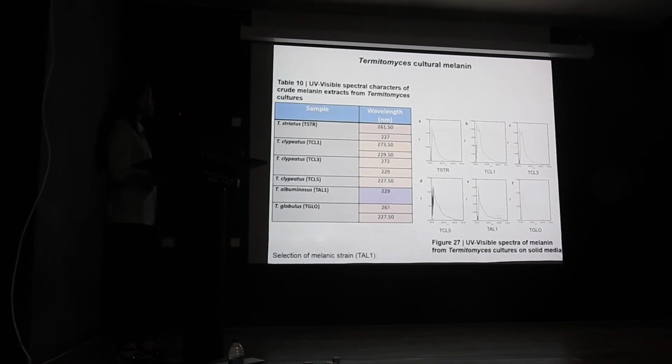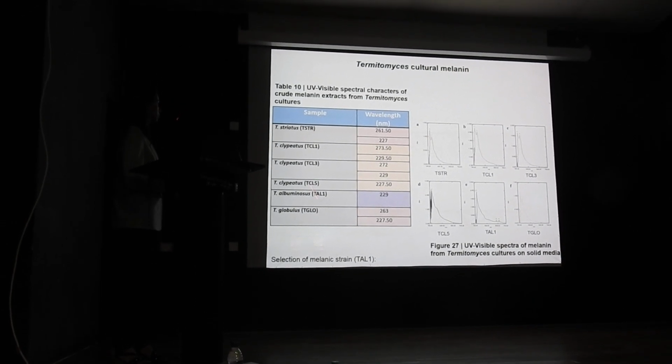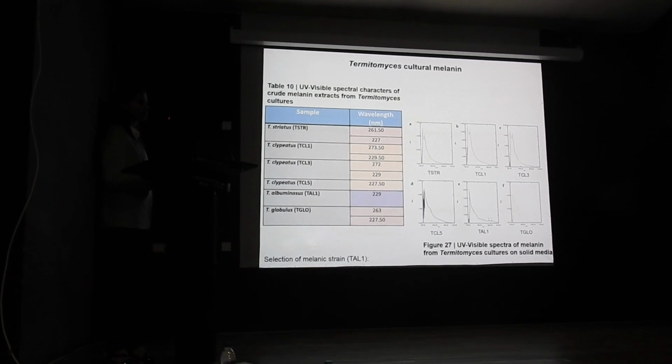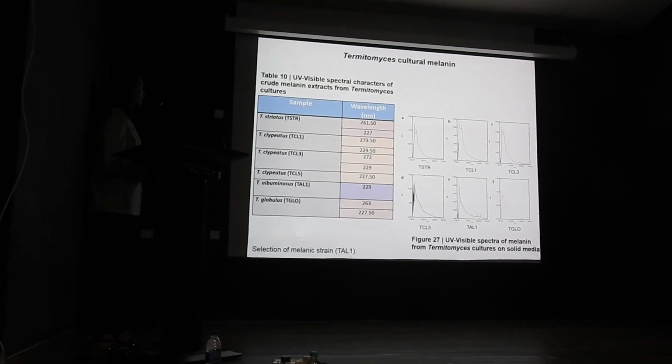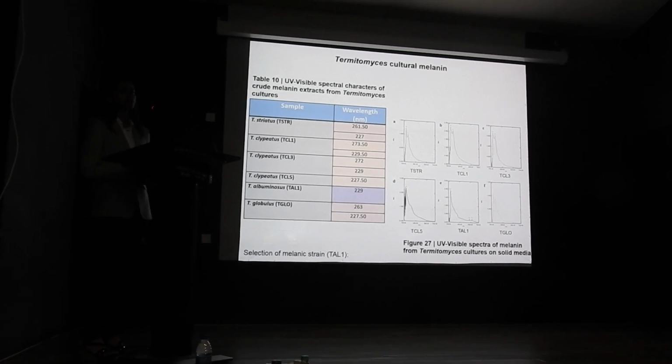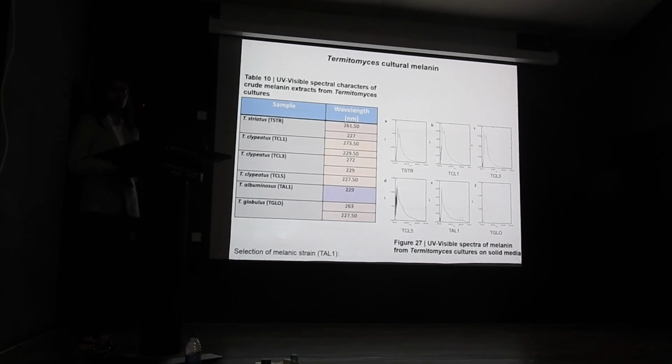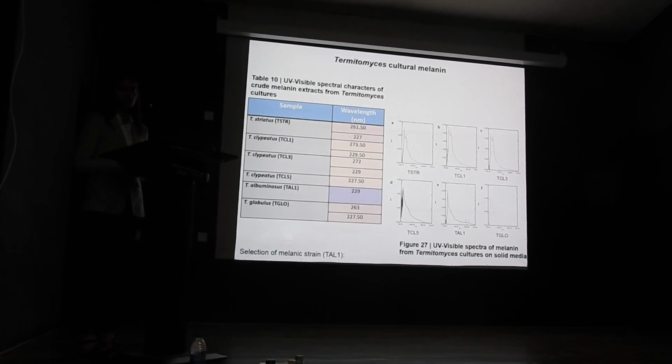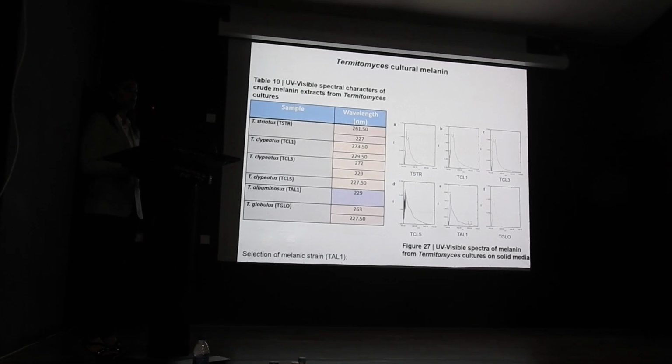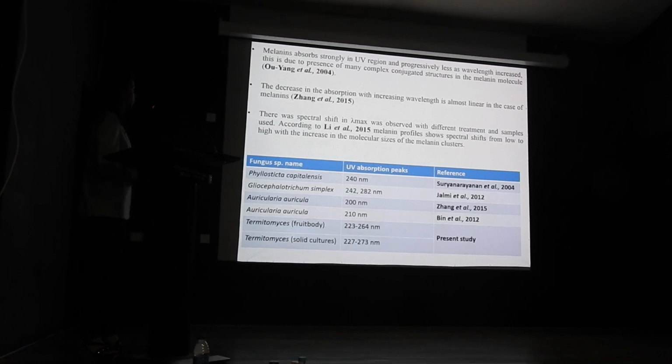Then the culture studies were done using UV-visible spectroscopy. The same absorption pattern was seen in the cultures. And Termitomyces albuminosus was selected as the strain because it produced consistently black pellets in submerged conditions, and also the pigment production was consistent in the solid medium.